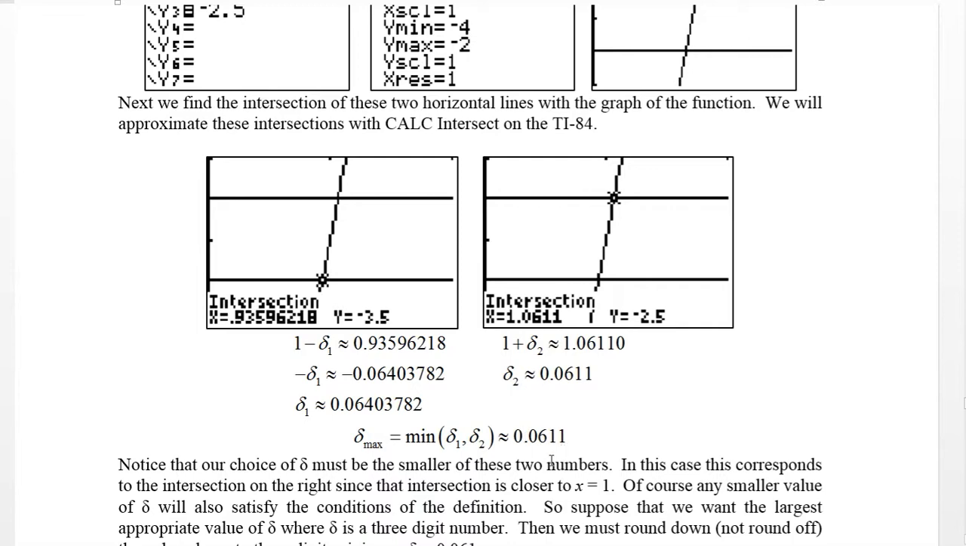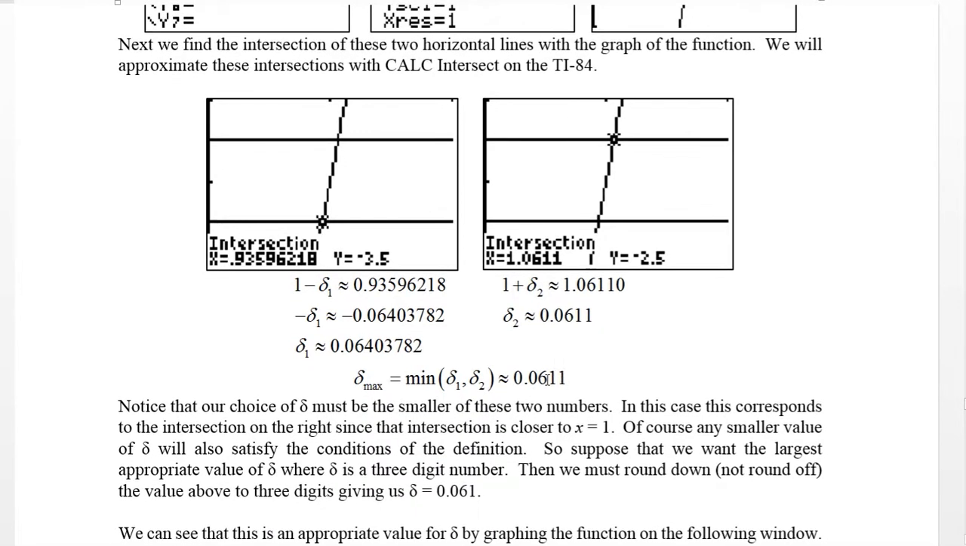Or even anything that's smaller than what we have here. But if we want the largest delta, where delta is a 3-digit number, then we take this one and we round down. So if it was 0.0617, we would still go to 0.061 because we don't want to go up from this, because going up would allow this to go not out at the corner but out the top of the box, and that's not what we want. That will not make the inequalities work out the way we need them to.